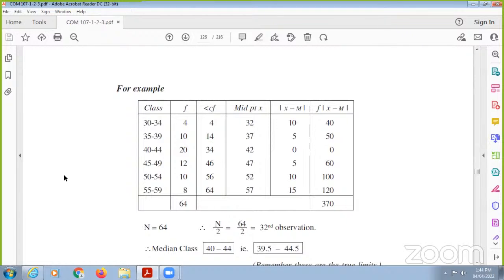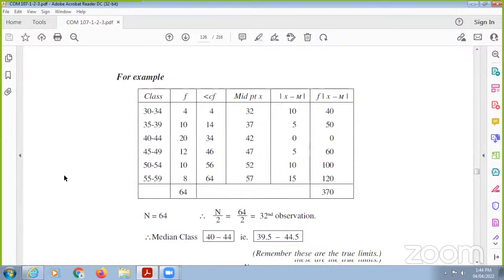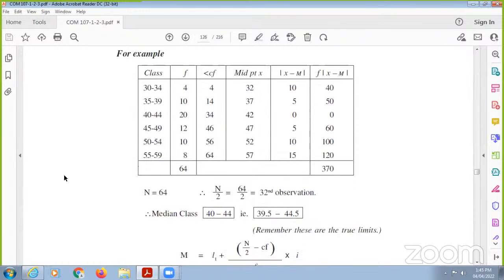Now here number is 64. That means the formula n upon 2, that means 64 divided by 2. That means 32nd observation. And here the 32nd observation lies in the class of 40 to 44 here. That is 39.5 to 44.5 here. Remember that these are the two limits here.